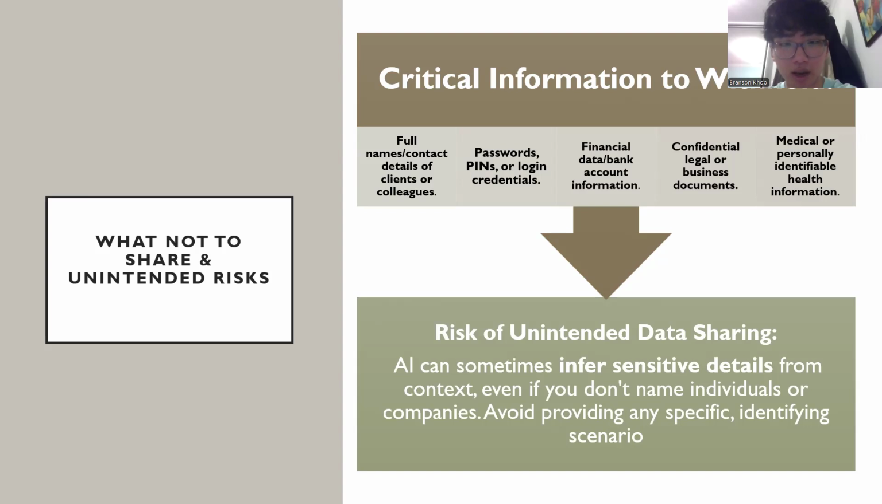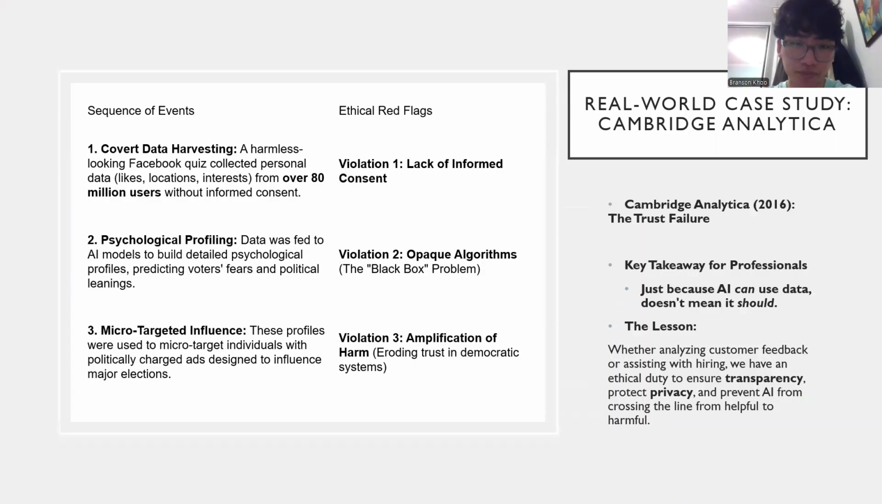Even if you don't type sensitive information directly, AI systems can sometimes infer details from context. For example, if you describe a client's situation in detail, even without naming them, the information could still be sensitive. Avoid providing any specifics that could identify individuals, organizations, or proprietary assets.